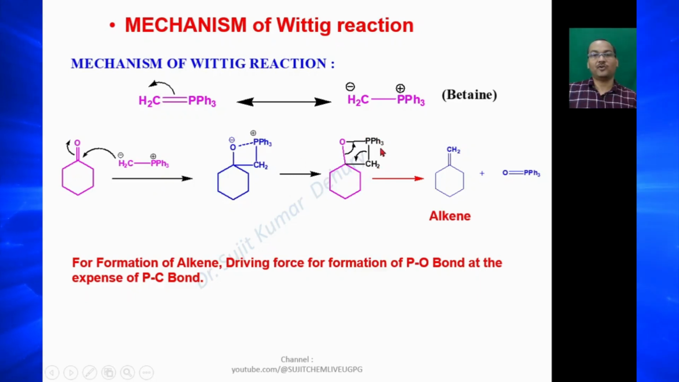It can form a 4-membered cyclic compound, which is unstable, and again bond making and bond breaking takes place, giving rise to the product alkene plus triphenyl phosphine oxide. Usually the driving force for formation of the alkene is the formation of a phosphorus-oxygen bond at the expense of a phosphorus-carbon bond.